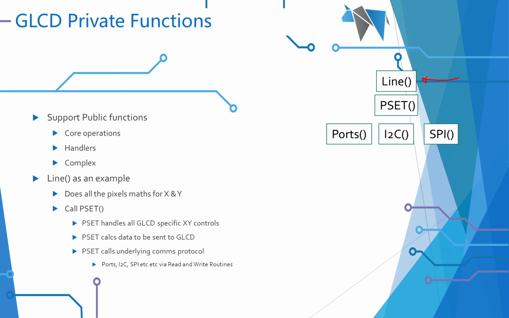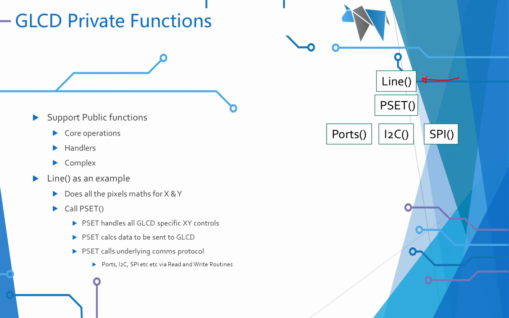pset handles the XY specifics for one pixel set. Those calculations on the data are then sent to the GLCD, and pset may call the underlying comms protocol like port, I2C, etc. It's basically the read-write routines. But you've got a line function, it calls pset, does all the calculations, and then it says go update the screen through the read and write functions.